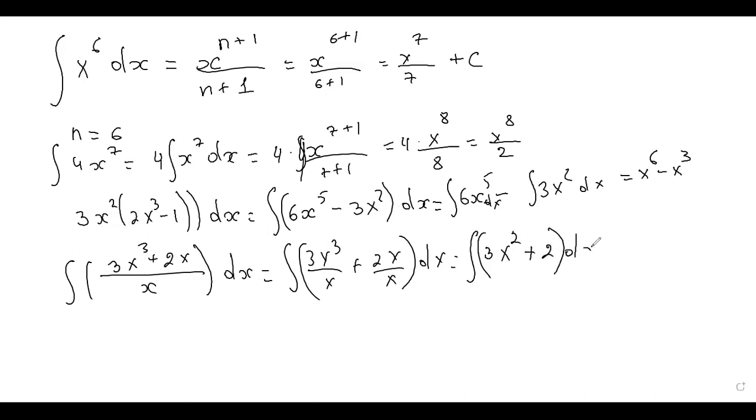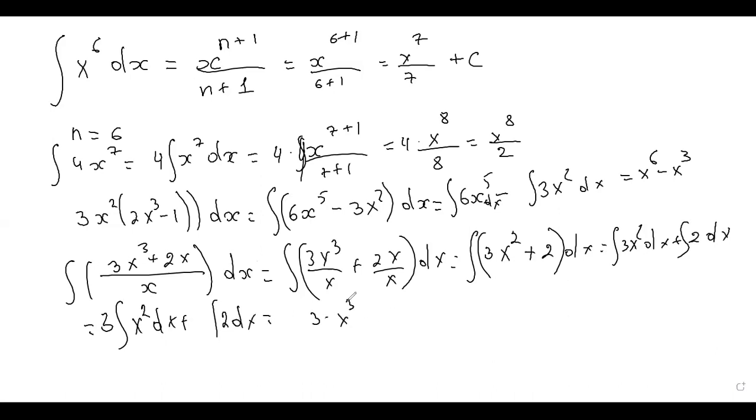So again, we can write them separately: 3x squared dx plus 2 dx. We can take our 3 out of the integral, so it will be 3 times the integral of x squared dx plus 2 dx. So we know that it's 3x cubed divided by 3 plus, again we can take 2 out of the integral, so it will be the integral of 1 dx. So it will be x. So that will be 2x. So that will be x cubed plus 2x.